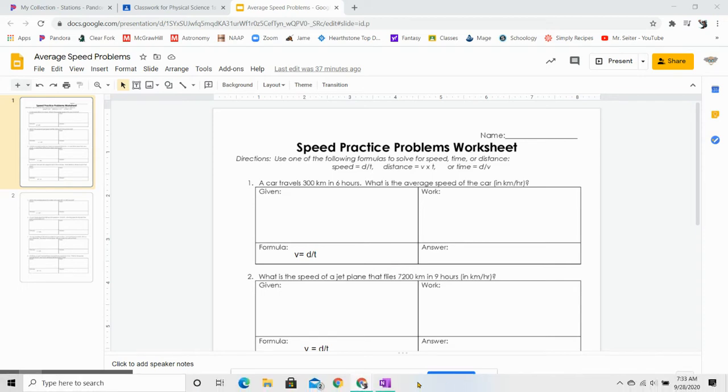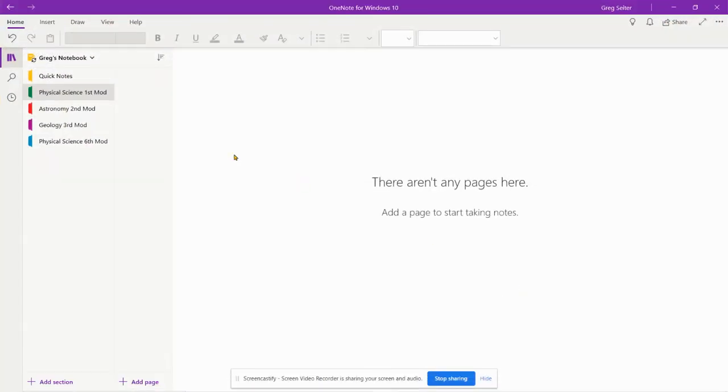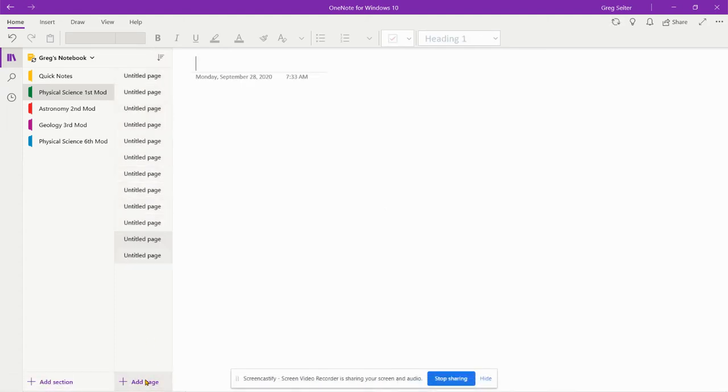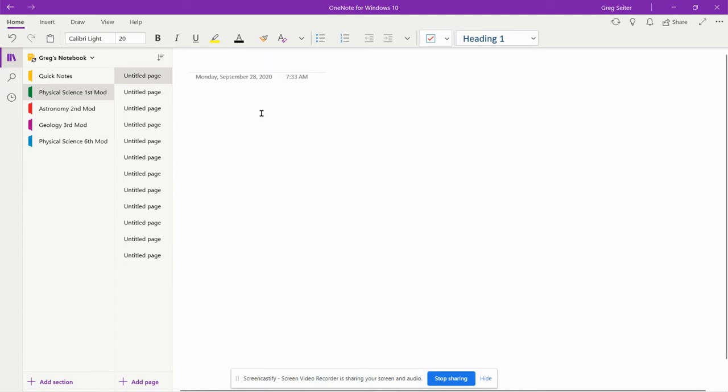Okay, so let's take a look here. Need to add a few pages, I guess. 4, 5, 6, 7, 8, 9, 10. That'll work. Boom. Okay, so here we go. Let's take a look at this.